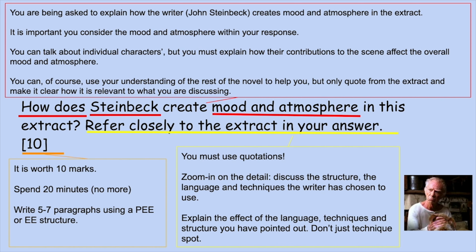It's a 10-mark question, as are all of your extract questions. Spend 20 minutes. Don't spend any more time than that because you'll eat into your essay time on your exam. And for a 10-mark question, you should be looking to write 5 to 7 paragraphs using either PEE or an EE structure, so that's point, evidence, explain, or simply evidence, explain. We'll also look at including an expand section, and I'll talk about more as the video goes on.